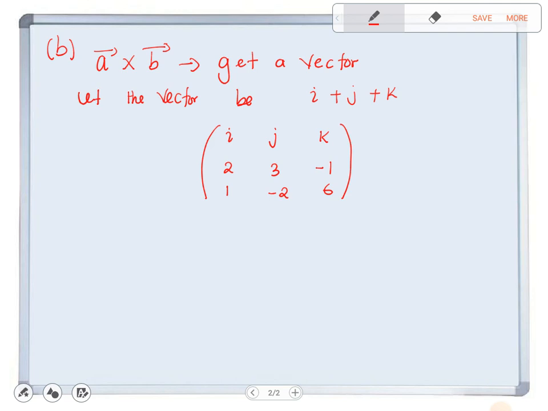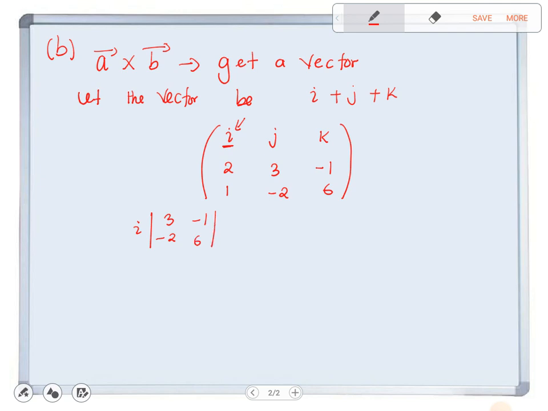How do we find the determinant? You pick anywhere you want to start from. Because we are looking for a vector, we are going to start from this vector. So we say i, and we multiply. When you pick this one, you eliminate the row and the column where it is. We remain with this matrix: 3, negative 2, negative 1 and 6.